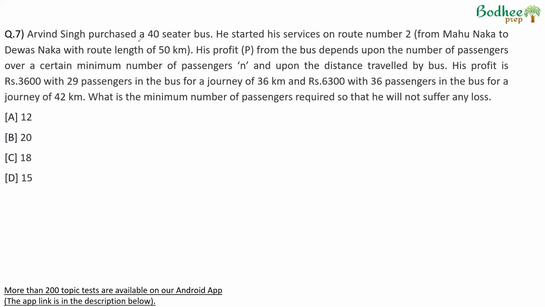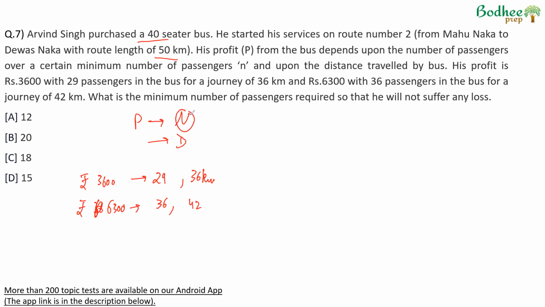Arvind Singh purchased a 40-seater bus. He started his service on Route 2 with a length of 50 kilometers. His profit depends upon the number of passengers over a certain minimum number of passengers n and upon the distance traveled. His profit is 3,600 when there are 29 passengers and the bus travels for 36 kilometers, and 6,300 with 36 passengers and 42 kilometers.